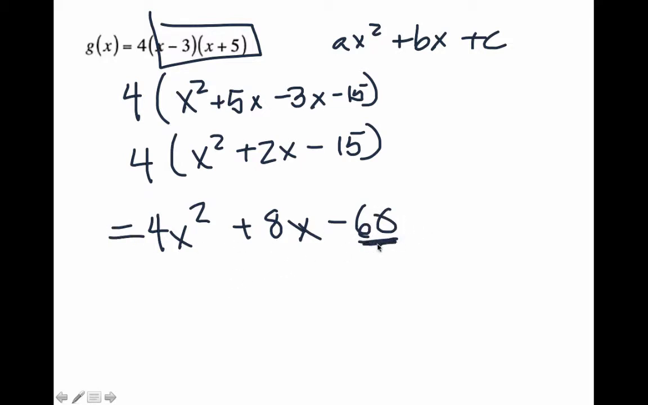Notice the minus 60, and wasn't that our y-intercept? And then if you did negative b over 2a, you would get negative 8 over 2 times 4, which is 8, and you get that x equals negative 1. So connecting that information to the graph.